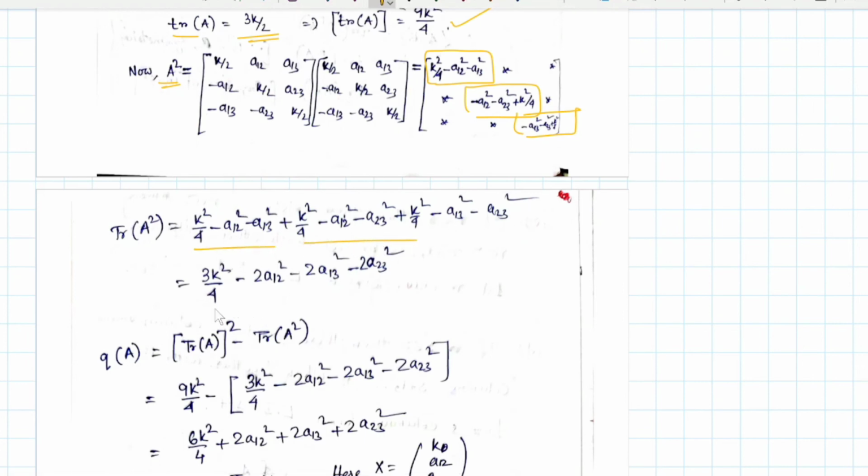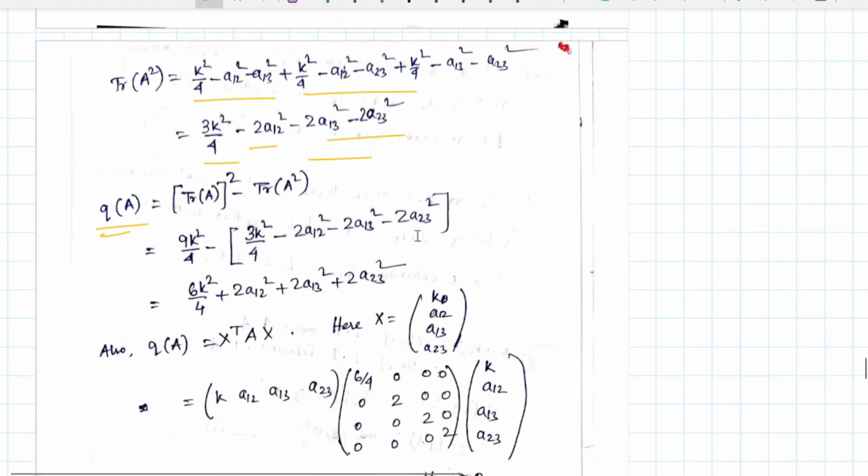So this gives 3k square by 4 minus this. Now Q of A, that is the quadratic form of A, is equal to trace of A whole square minus trace of A square. Trace of A whole square is this one, and trace of A square is this one. So we get 6k square by 4, and this is the given quadratic form.